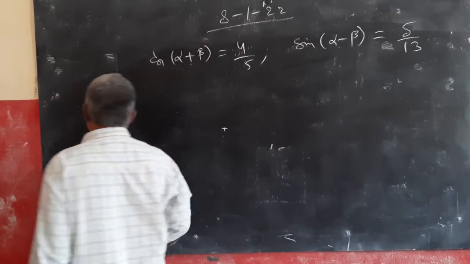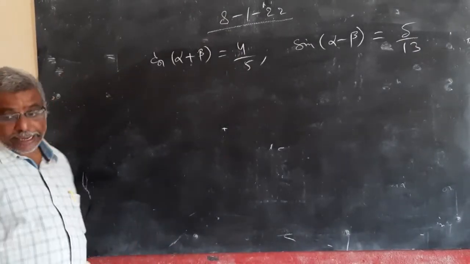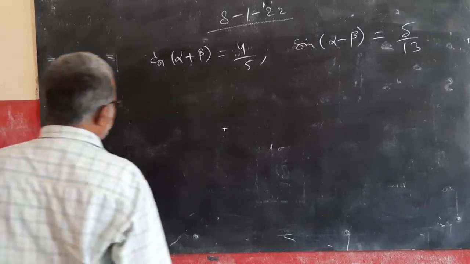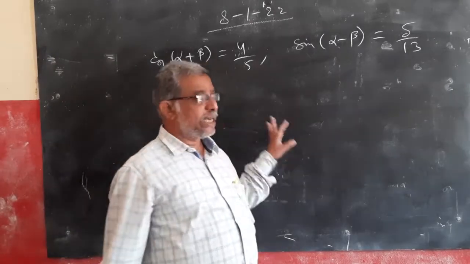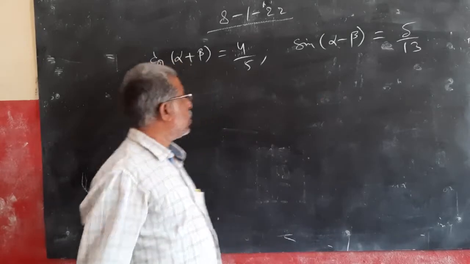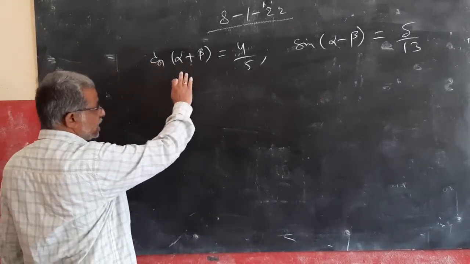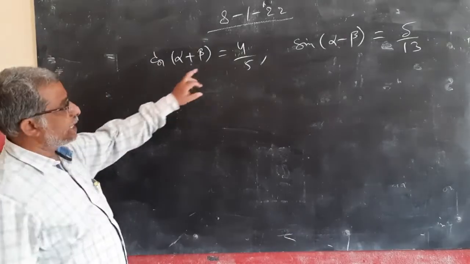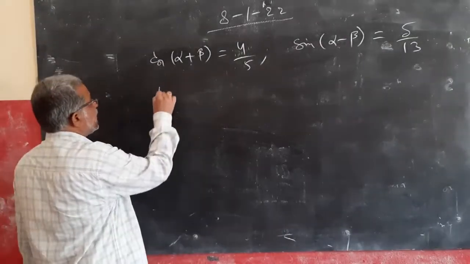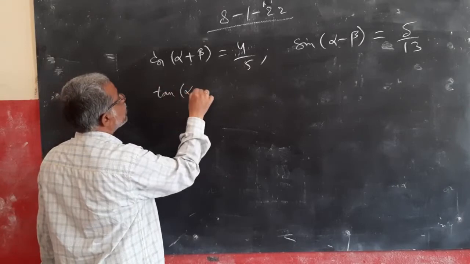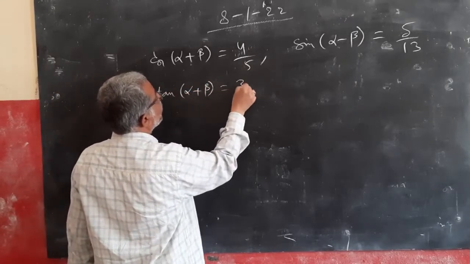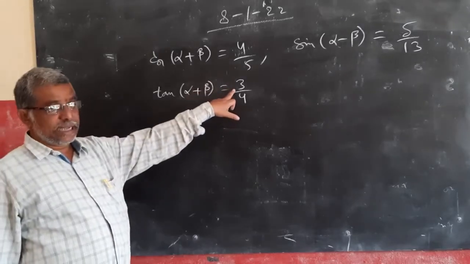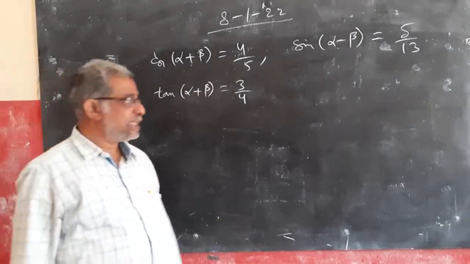Now I need tan 2 alpha. So if I need tan 2 alpha, I need both in terms of tan. So I will find this using Pythagorean triplet. If this is 4 and 5, the third side must be 3. So I can write tan of alpha plus beta equal to 3 by 4 by Pythagorean triplet.